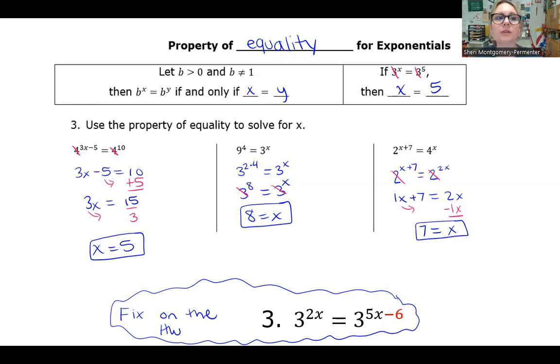I have for you a fix on the homework. Please change question number 3. Right here it says -4, I think. Change it to a -6. It will make that problem a little bit easier to solve. So please make this change on the homework. Change the 4, change it to a 6.